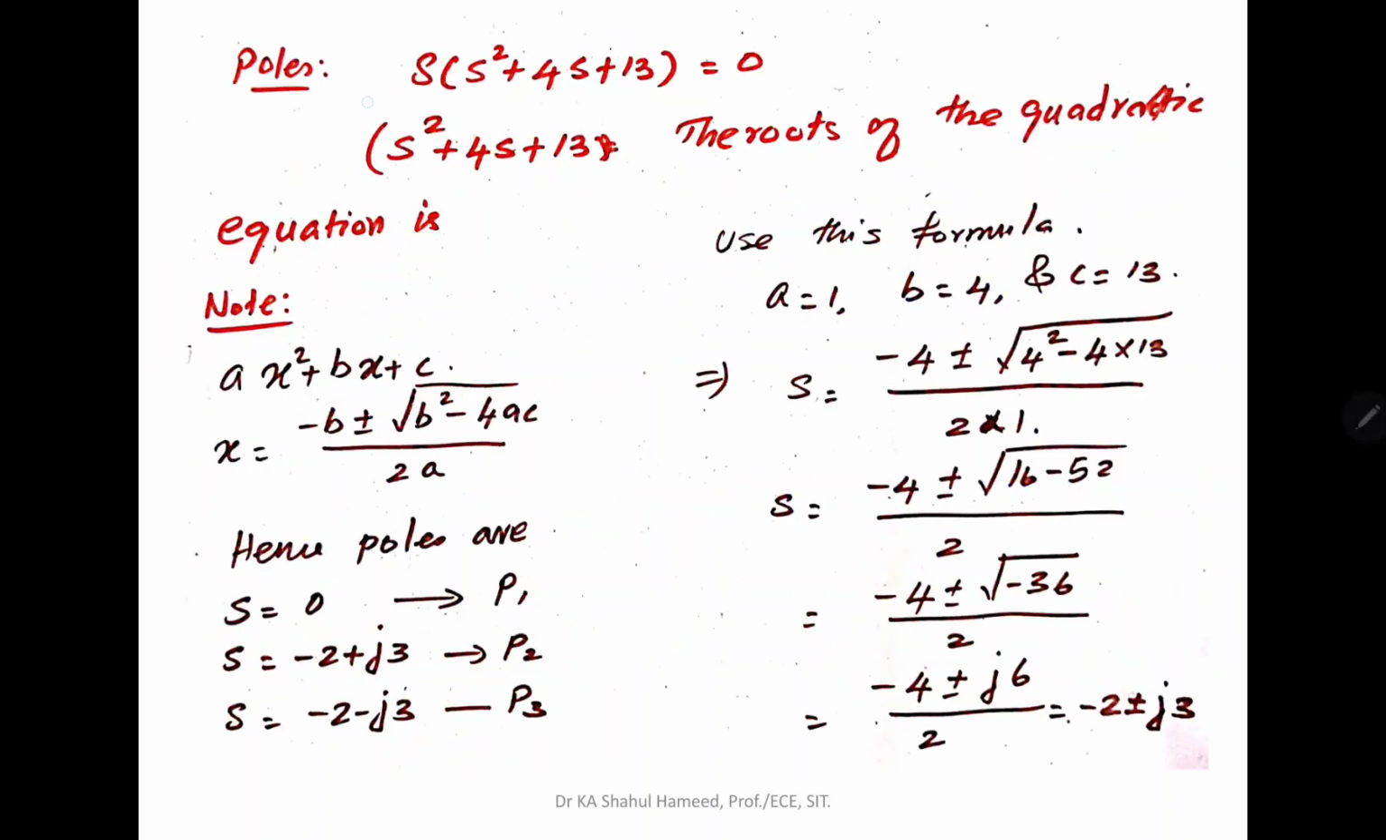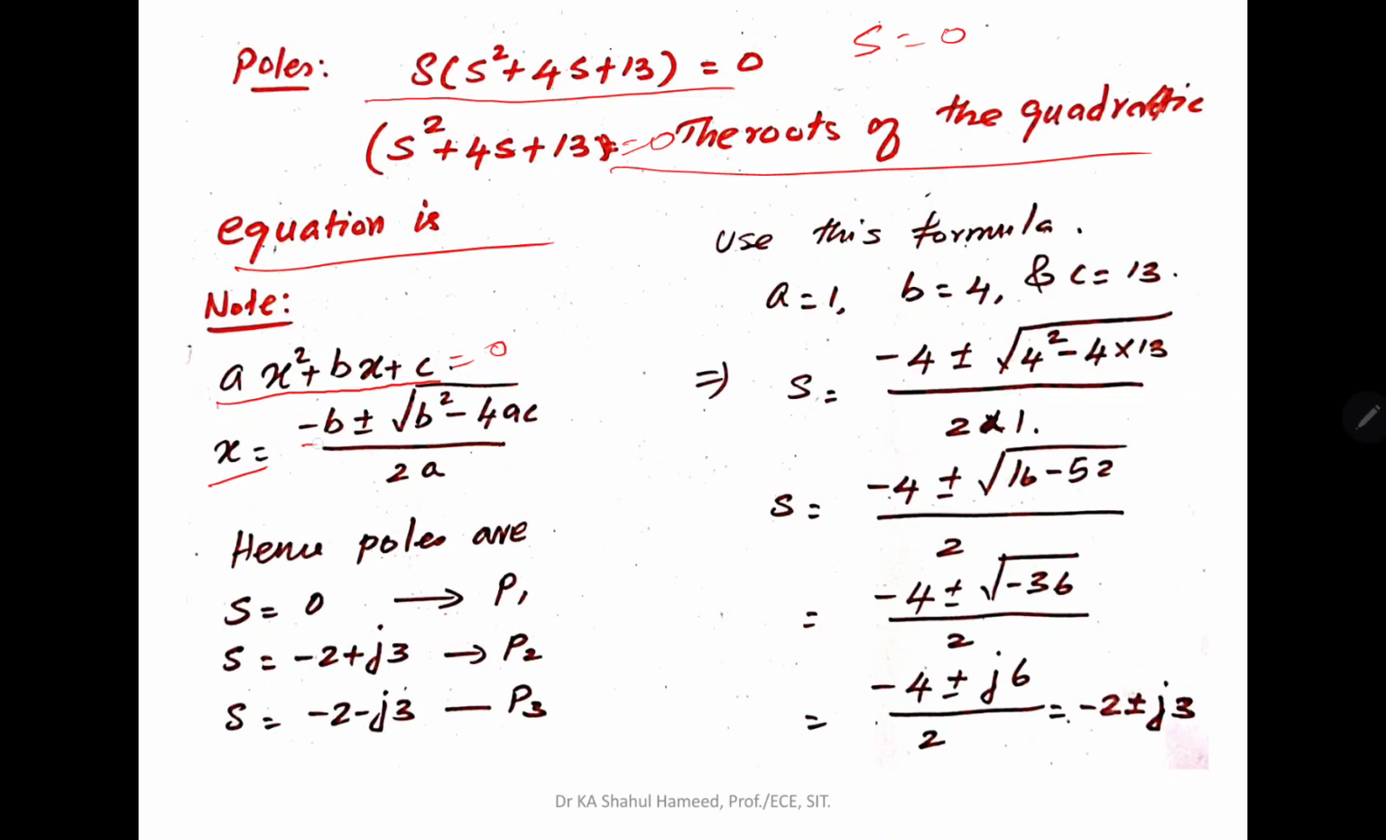So here the denominator is equal to 0. That is s into s square plus 4s plus 13 is equal to 0. So we can say that s is equal to 0 and the other factor is equal to 0. We have to find the roots of the quadratic equation, because this power is 2. We use the quadratic root formula: if we consider ax square plus bx plus c is equal to 0, then x is equal to minus b plus or minus square root of b square minus 4ac divided by 2a.